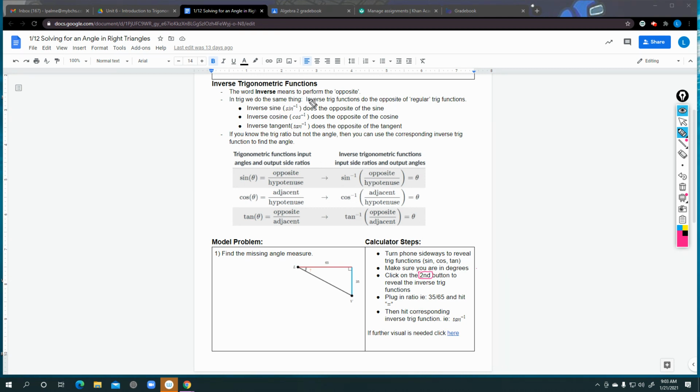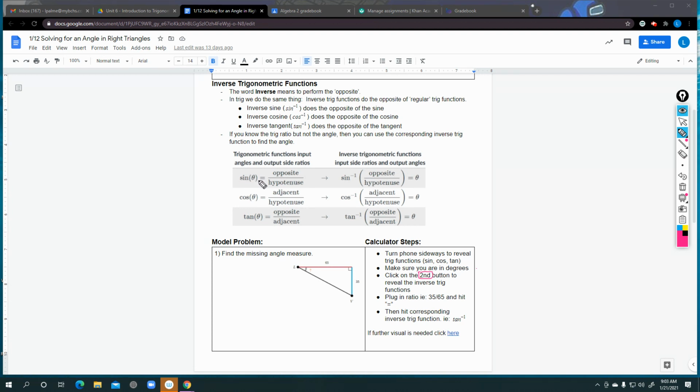The word inverse means to perform the opposite. In trig, we need to do the same thing. The inverse trig functions do the opposite of their regular trig functions. So the inverse of sine is sine to the -1, does the opposite of sine, and so forth. If you know the trig ratios but not the angle, then you can use the corresponding inverse trig function to find that angle. And here's what they are.